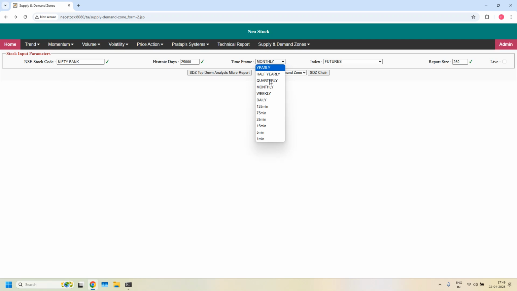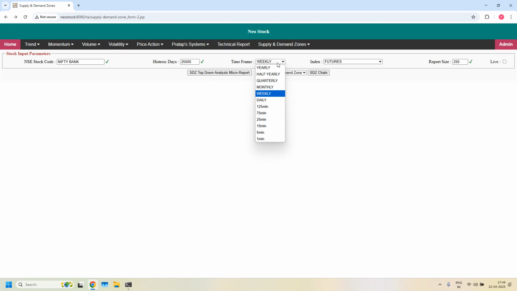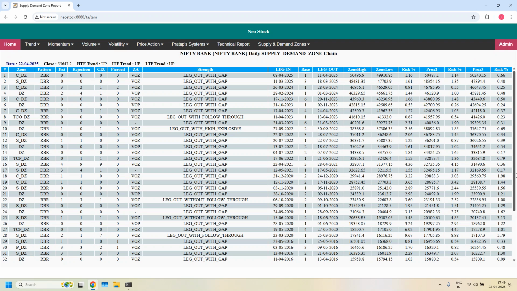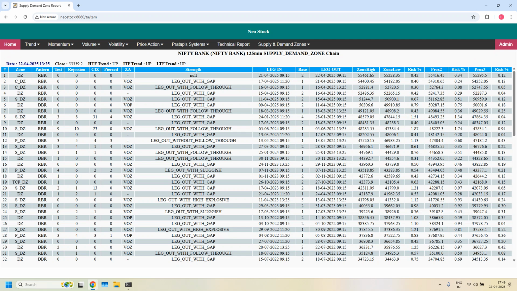Next, generating a weekly supply demand zone chain for Bank Nifty. Next, generating daily supply demand zone chain for Bank Nifty. Next, generating 125 minutes supply demand zone chain for Bank Nifty.